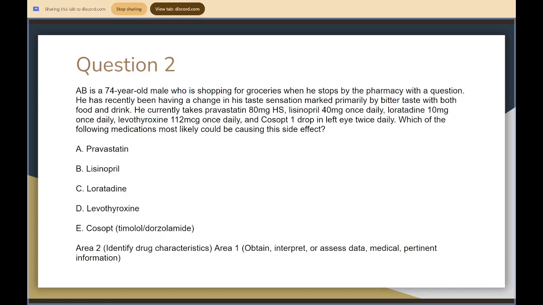Genesis, you had a question, but it seems like you got it. Loratadine is a histamine receptor blocker. Just a heads up. But I guess it is an H1 receptor blocker.